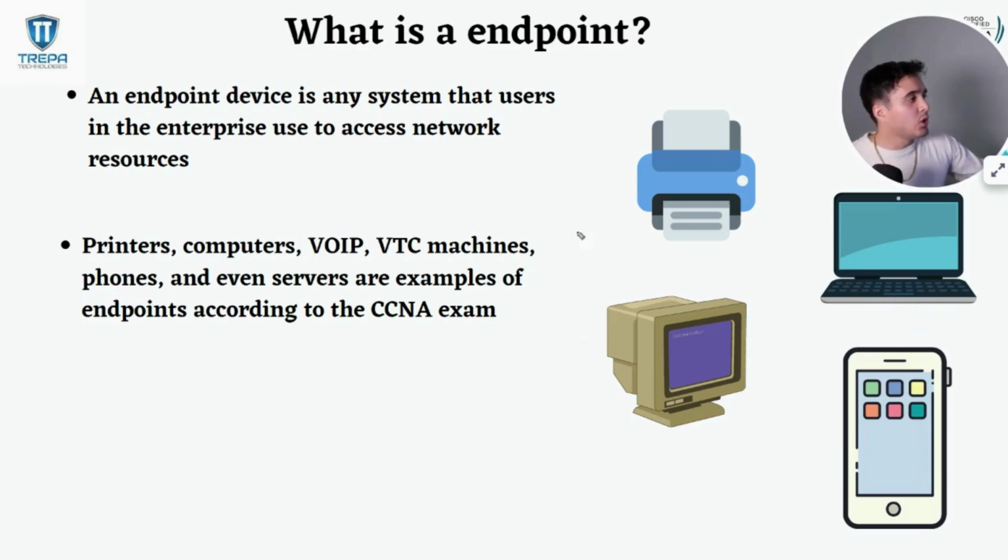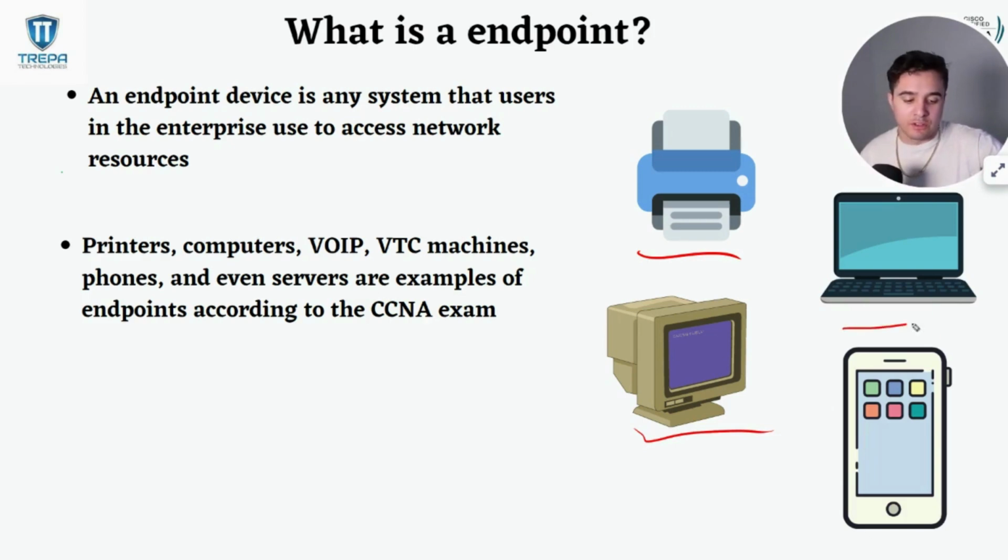And then the last thing we're going to go over, and this will be the shortest thing we go over, is an endpoint. We all know what an endpoint is. An endpoint is a device that is connected to your network that you use to access network resources, right? So an endpoint, printer, computer, laptop, phone, VoIP system, right? Anything that the user interfaces with to connect to network resources and communicate, okay? Those are what endpoints are according to the CCNA exam.